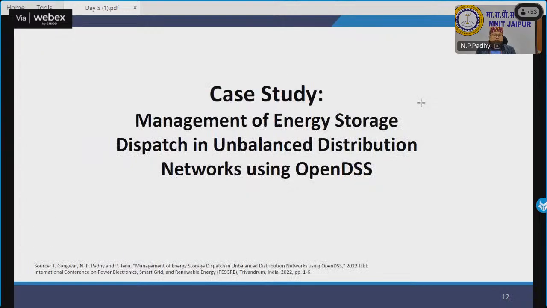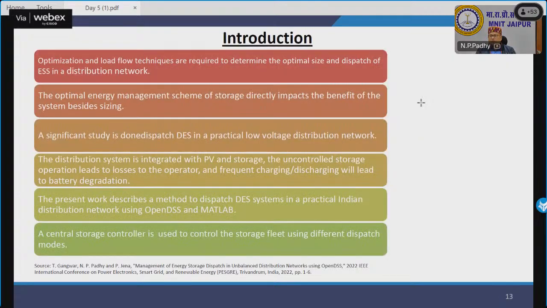Now we can have one more case study: management of energy storage dispatch in an unbalanced distribution network using OpenDSS. This is another case study. You have a battery in your smart grid, and you would like to know how the energy storage dispatch happens in case of an unbalanced network, because the battery is also three phase. Okay, now see what we are doing here. Optimization and load flow techniques are required to determine the optimal size and dispatch of ESS in the distribution network.